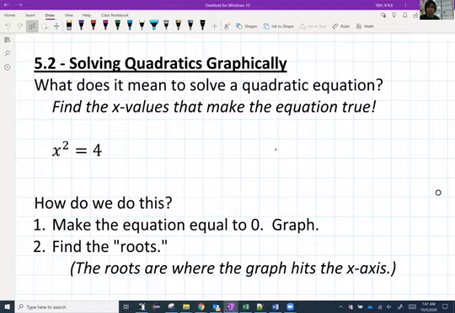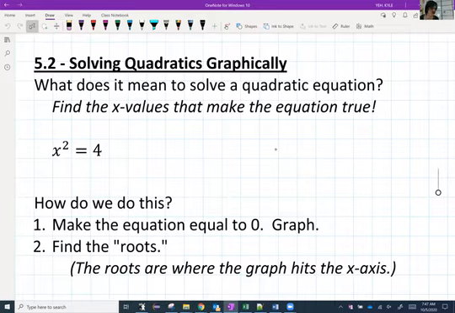Now, section 1 was all about graphing quadratics. And so this section really piggybacks off of that. It's more conceptual. We're not adding too many new technical skills, but it's all about the understanding. So take a look and see what's on the screen right now.